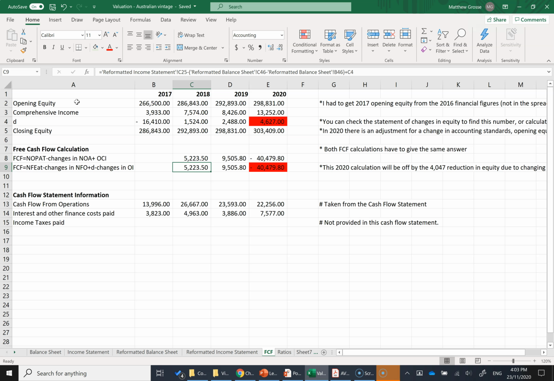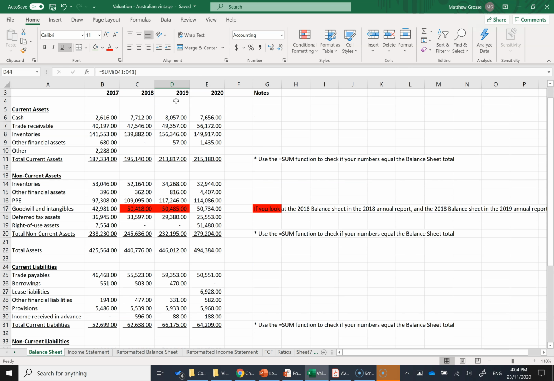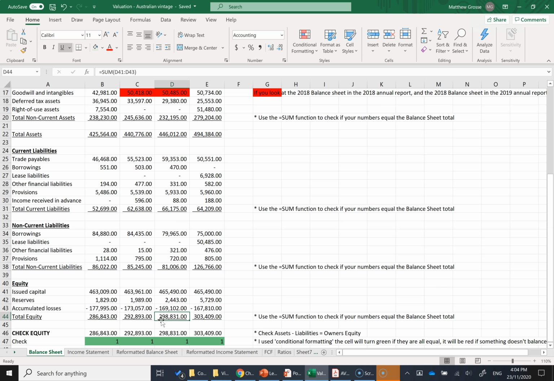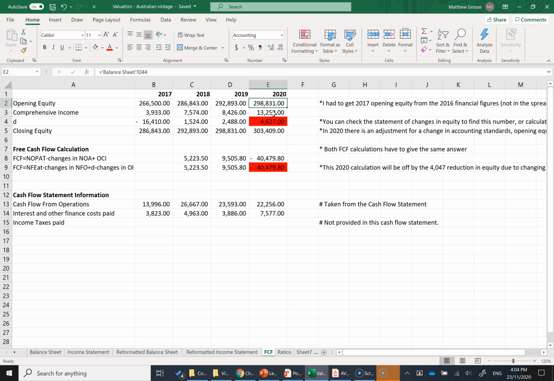So what I've done up here, opening equity in 2020. My opening equity in 2020 would be my closing equity in 2019. So I've referenced the cell here, D44. My 2019 closing equity balance would be the 2020 opening equity balance. My comprehensive income, I've got this straight from my income statement or my reformatted income statement. I've got the comprehensive income number in both. Here, I've had to calculate the dividend or net payments to shareholders, and we can check the statement of changes in equity to do that.